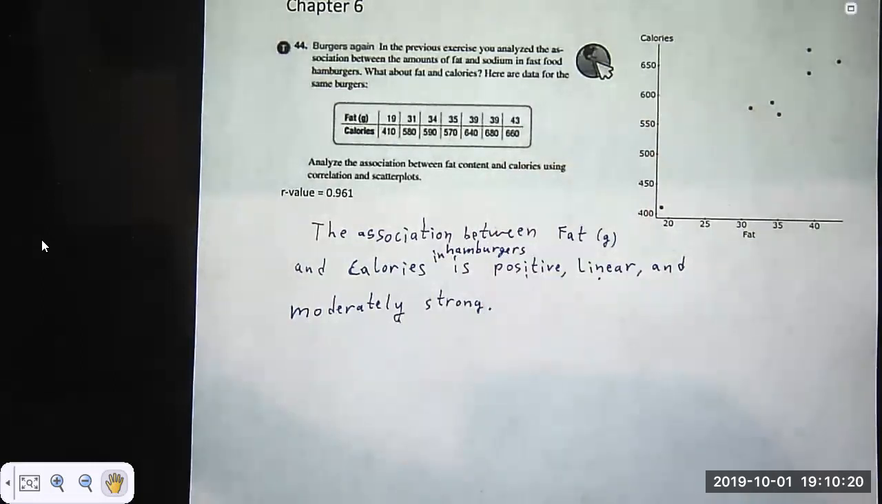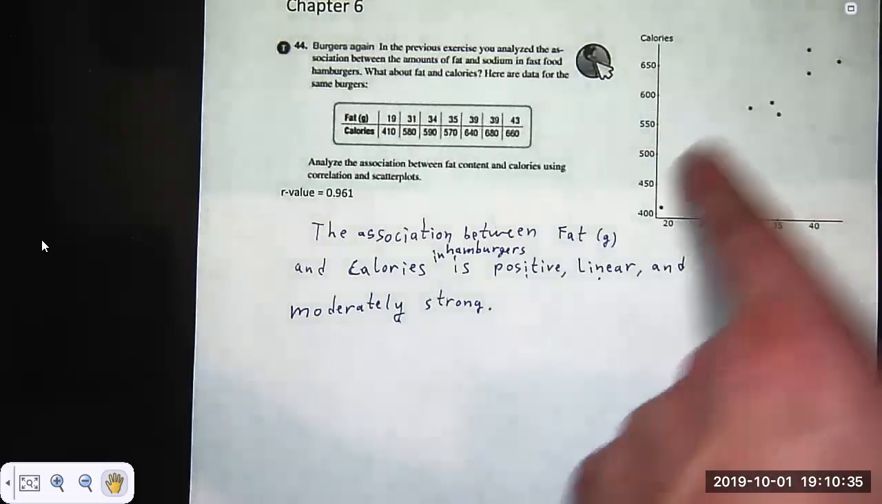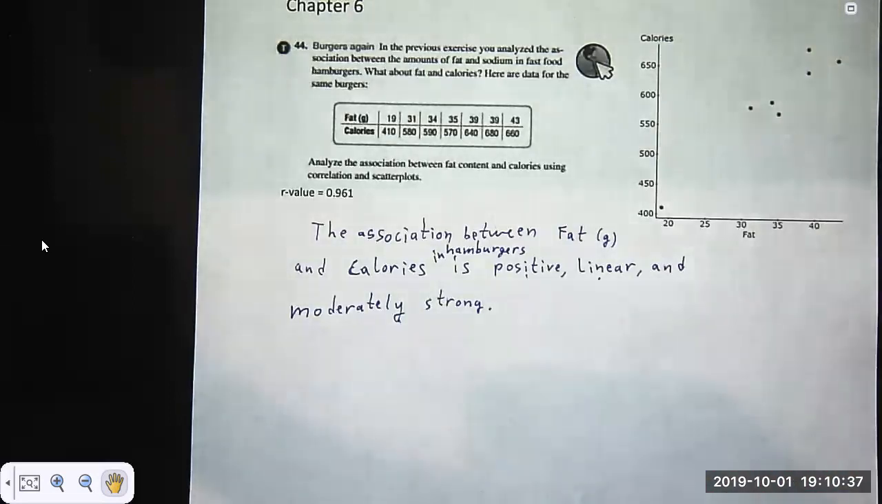Form. So it's either linear or nonlinear that you have to pay attention to. If it's linear, it makes sense to talk about correlation. If it's nonlinear, then it does not make sense to talk about correlation. And you can tell that just by looking at the pattern. It's going up and to the right in a somewhat linear fashion.